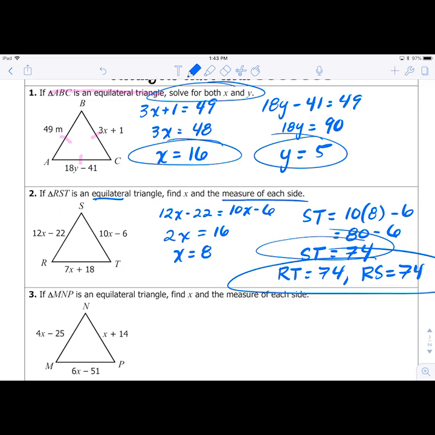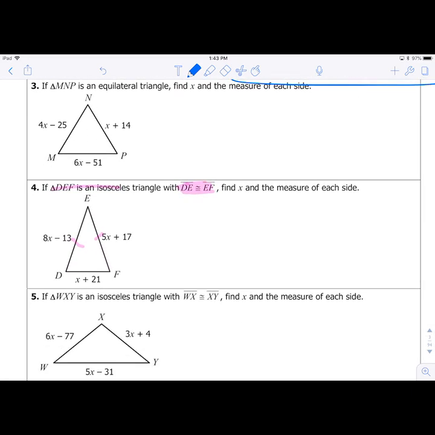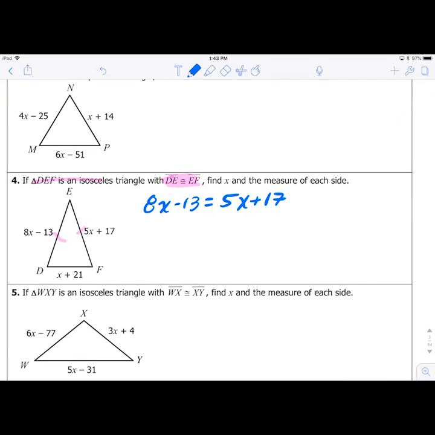All right? Let's look at number 4, because this one is specific with what side you set equal to each other. This is isosceles. In an isosceles triangle, you can only set the sides that are congruent equal to each other. So don't get tripped up. I can only set 8x minus 13 equal to the 5x plus 17. It's the only expression I can write from this figure. Don't make a fatal error and set anything equal to x plus 21.